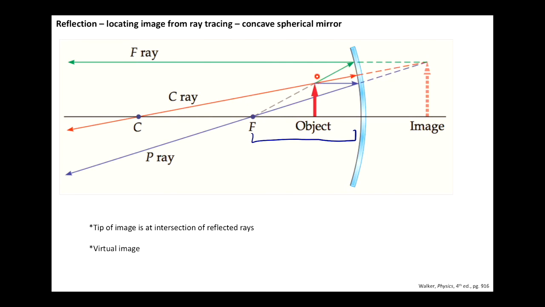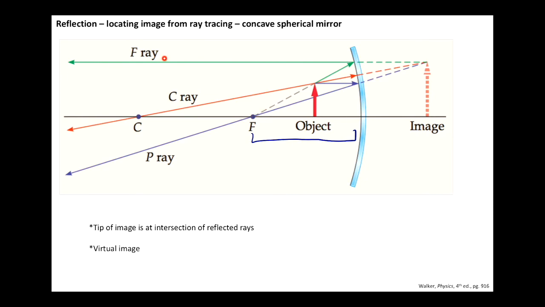The F ray, well, what are we going to do with the F ray? If it starts this direction, there's no focal length in this direction for it to go through. The only thing I can do is start it off in a direction such that if I trace it backwards, that line passes through the focal point. Okay? And then it reflects parallel to the axis.